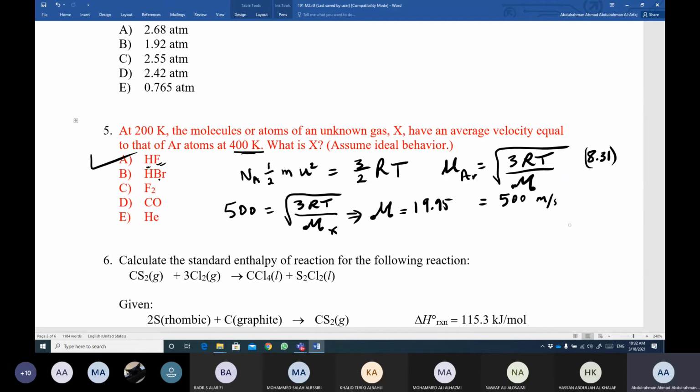Okay. Doctor, isn't the fluorine 19 and the hydrogen is 1? Yeah, I said 18, I meant 19. But when I add them it will be equal to 20 approximately. About 20.